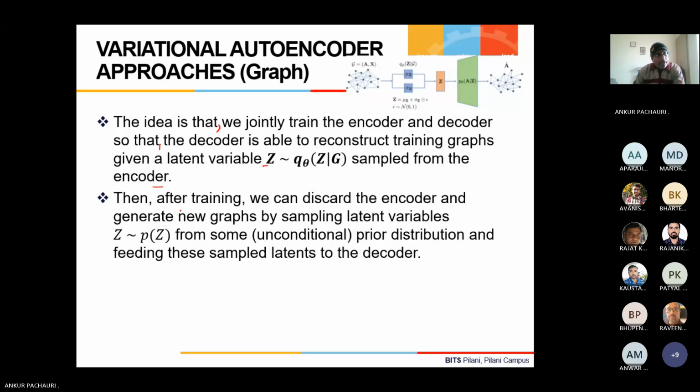Then when our model is trained enough, after training, we can discard the encoder. His task is done, the trainer's job is done, and we generate a new graph by sampling the latent variables from some prior distribution, which is unconditional, and feeding these latent samples to the decoder. So directly we will discard this part.